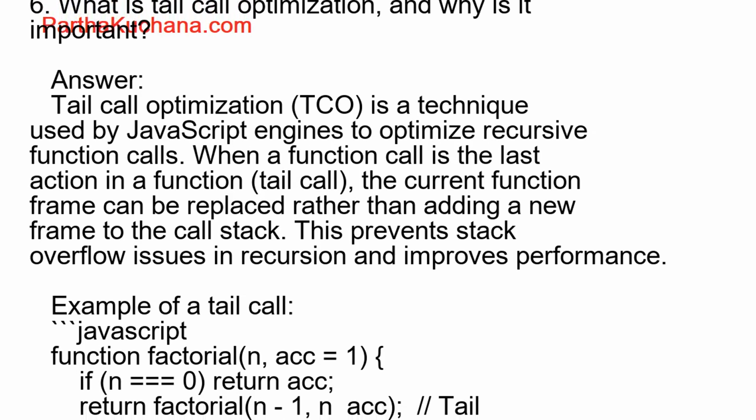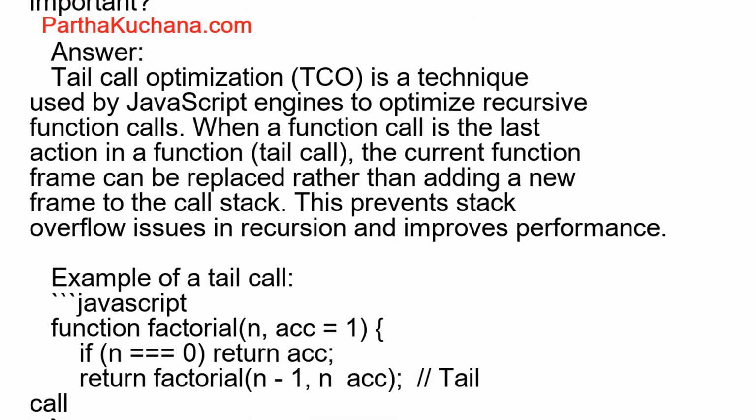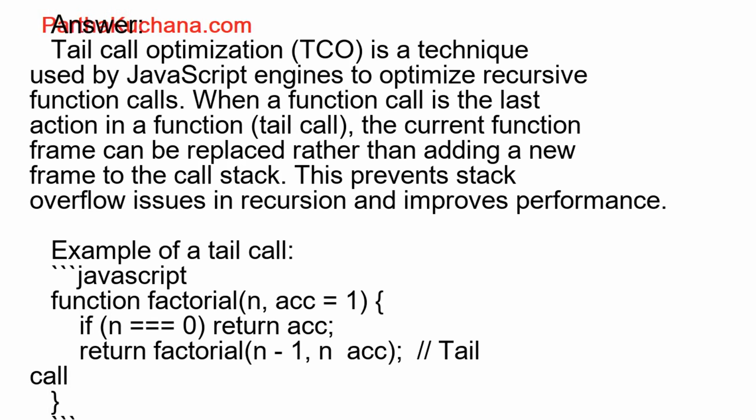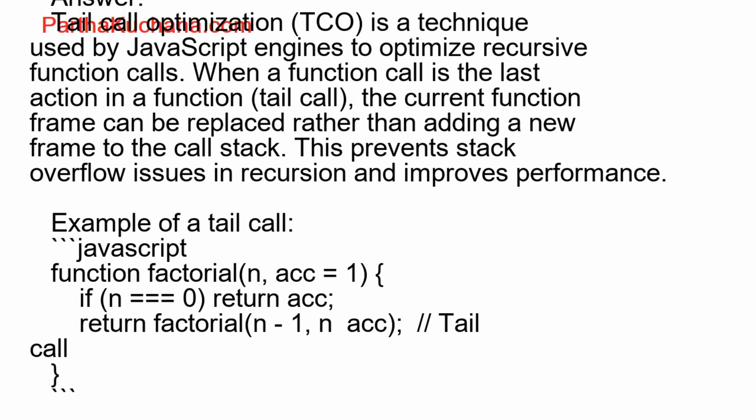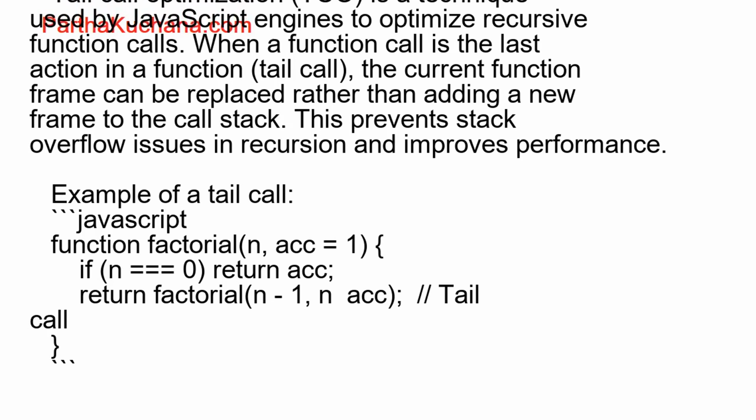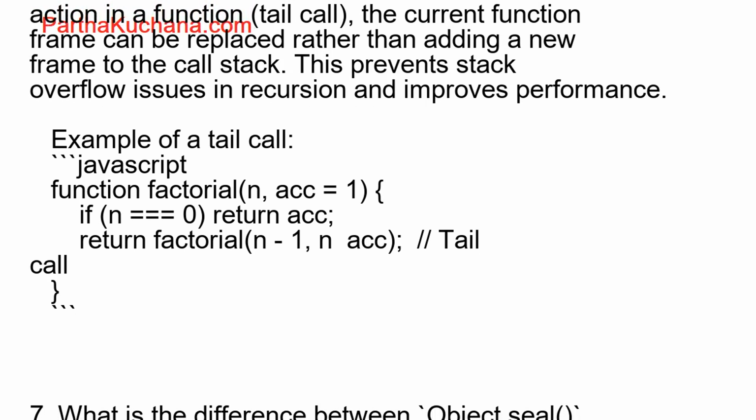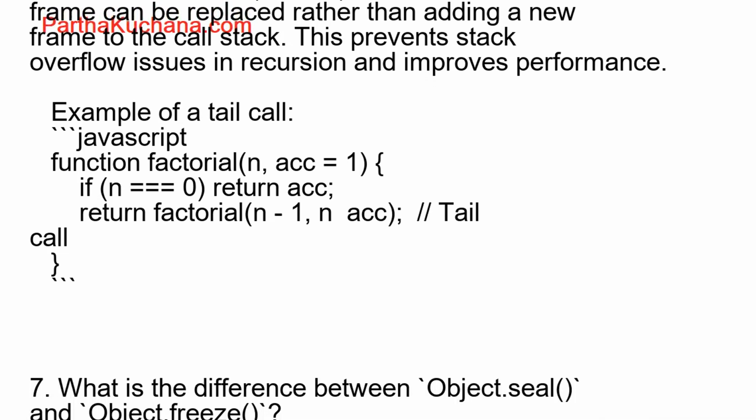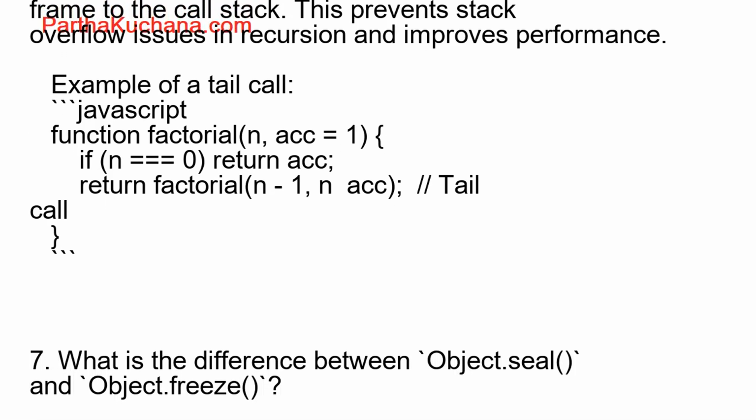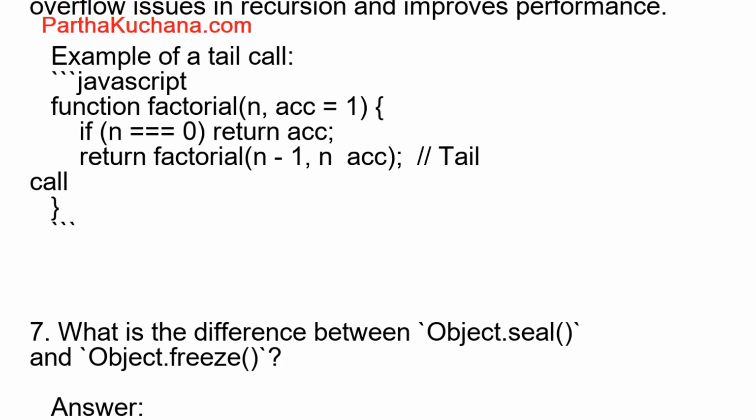7. What is the difference between Object.seal and Object.freeze? Answer. Object.seal prevents new properties from being added to an object, but existing properties can be modified. Object.freeze prevents new properties from being added, existing properties from being modified, and existing properties from being deleted.